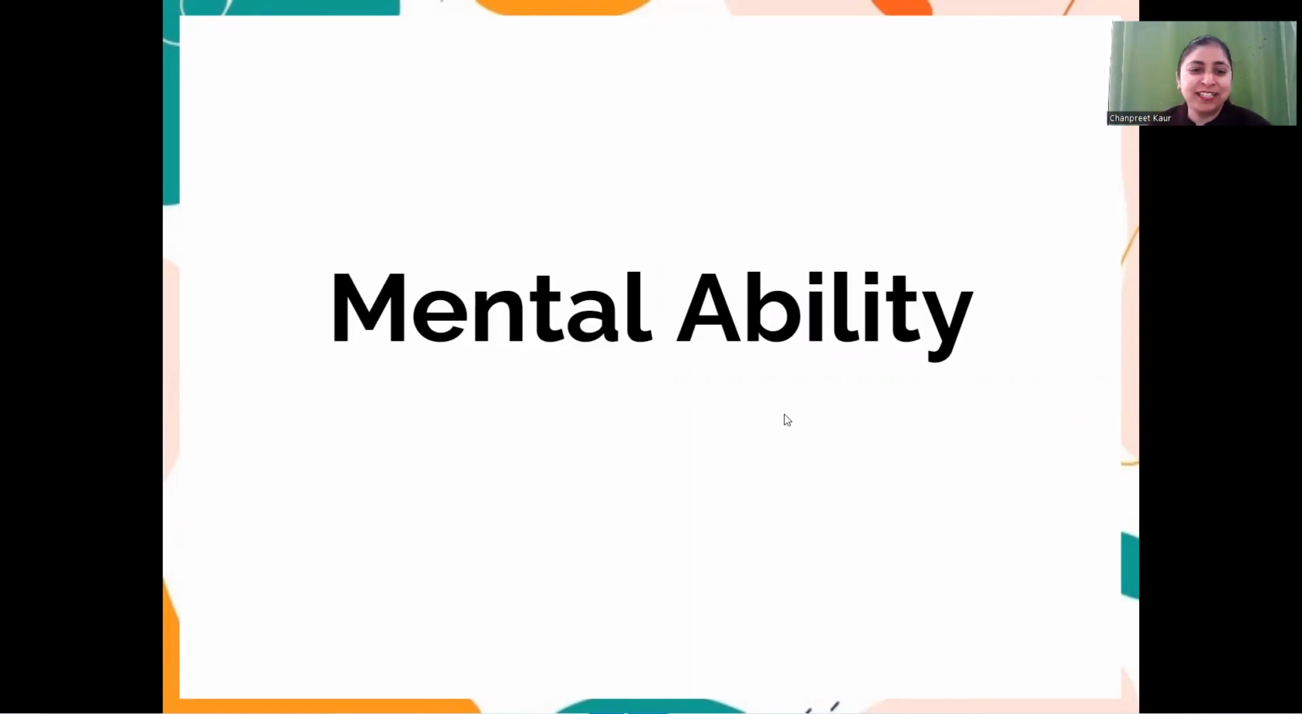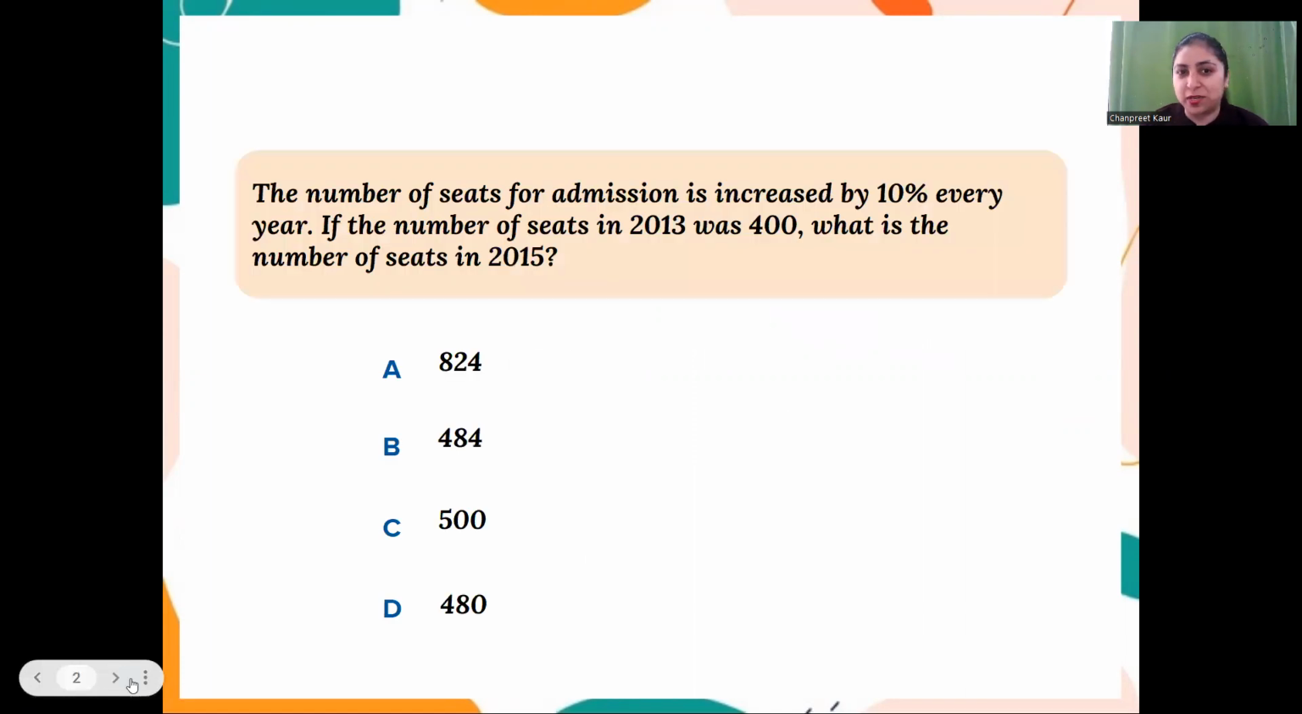So let's start. Here comes the first question. It is very important for Olympiad preparation, and the question is based on percentage. As you can see, let me take my pen first.